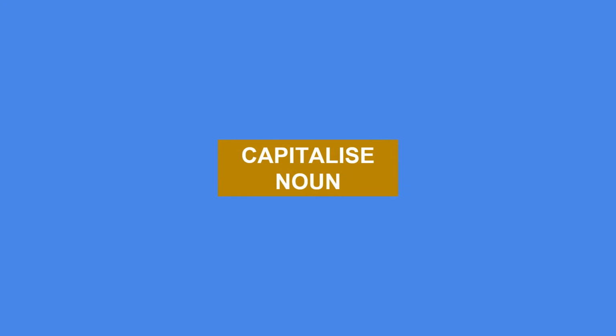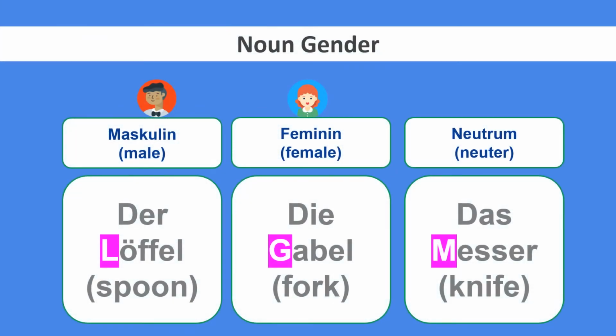Nouns in capital letters. We always capitalize German nouns. In German, all words that name people, things, and places, etc., are always in capital letters.